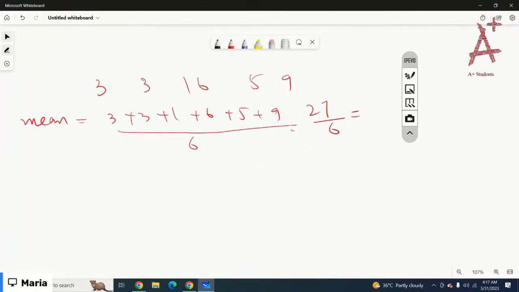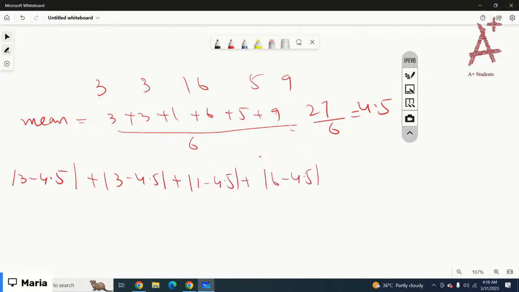27 divided by 6 is 4.5. Got it? Now you have the mean value, that is 4.5. You're going to subtract each number in the given data from 4.5 and take their absolute values. 3 minus 4.5 plus 1 minus 4.5 plus 6 minus 4.5 plus 5 minus 4.5 plus 9 minus 4.5. Let's just calculate all the values.